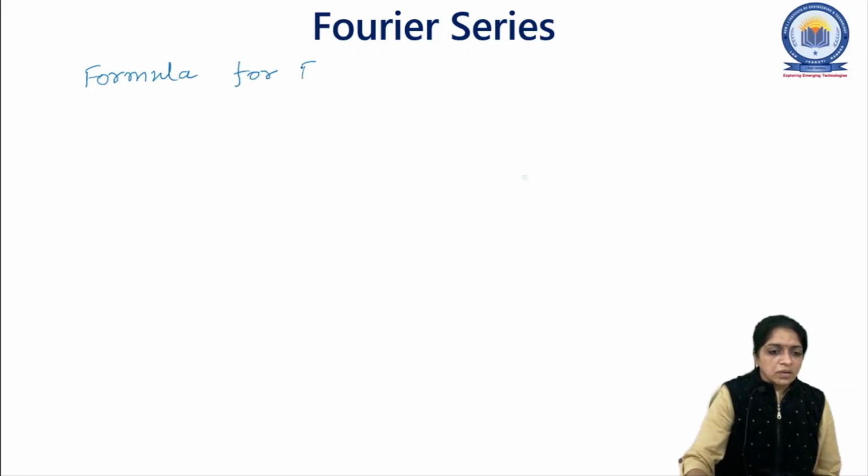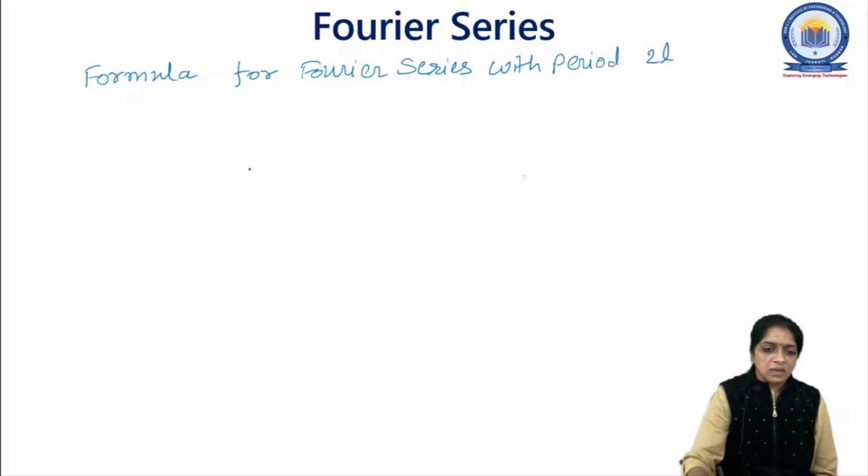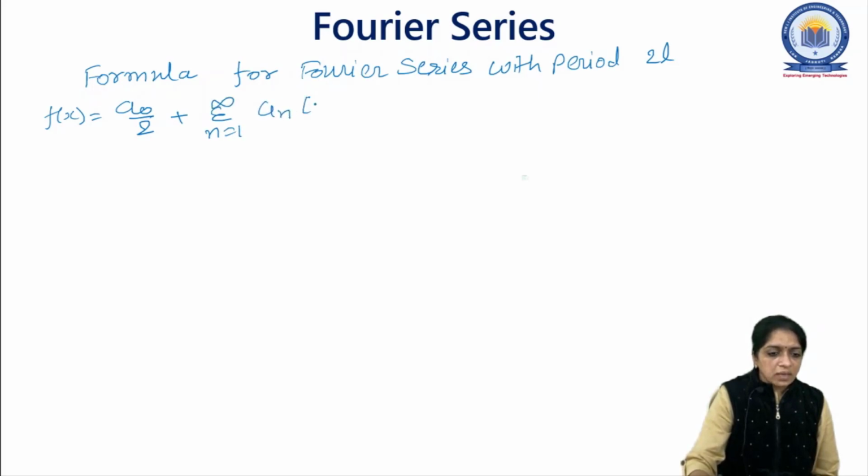Formula for Fourier series with period 2L. So first, the generalized Fourier series, that is a0 by 2 plus summation n from 1 to infinity of an cos(n pi x by L) plus bn sin(n pi x by L). With period 2L means we can say 0 to 2L.